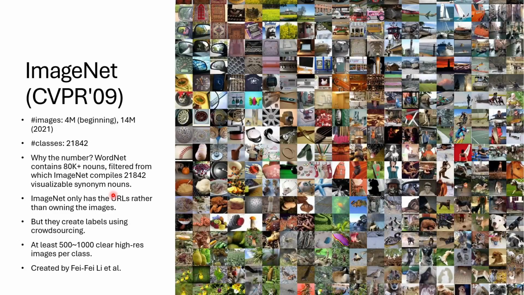Alright, okay, so now let's talk about the benchmark, ImageNet. The dataset was originally proposed in CVPR 09, and in the beginning, they planned to compile a dataset consisting of 4 million images, but now there are 14 million images already. And the number of classes is 21K. So why did they choose this number?